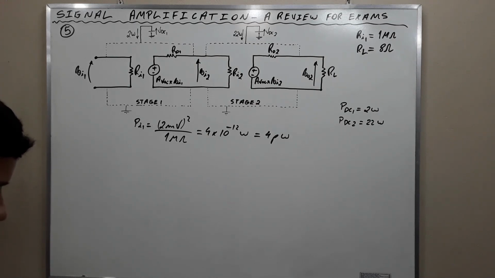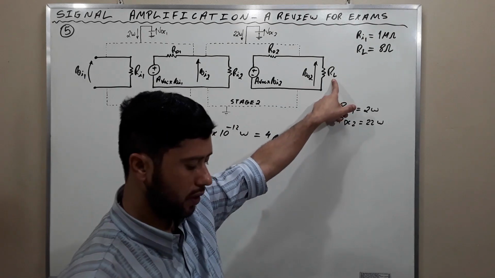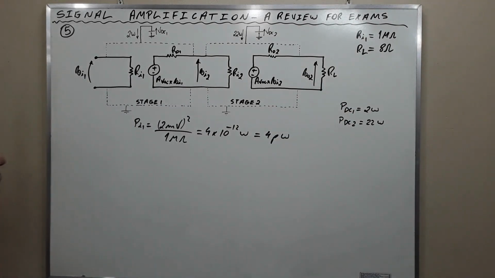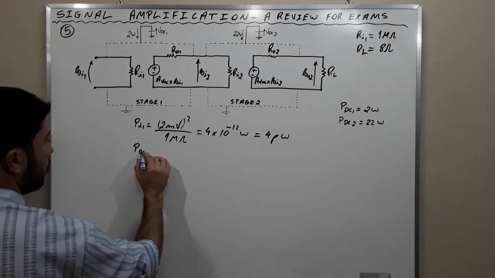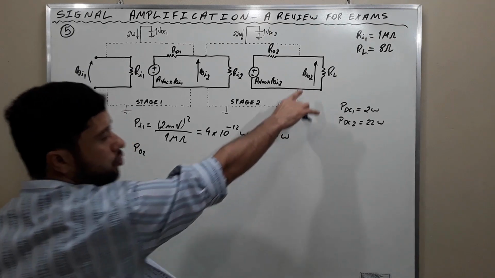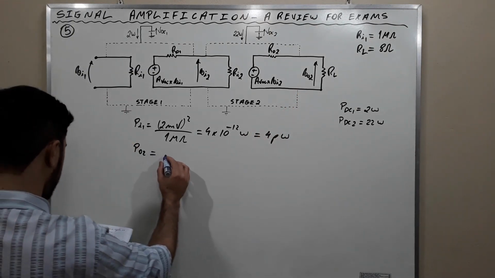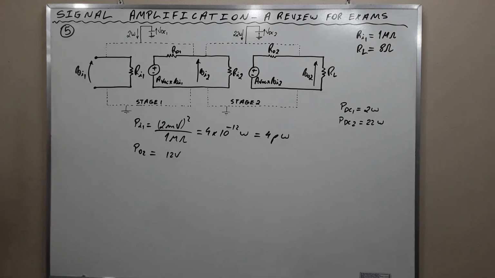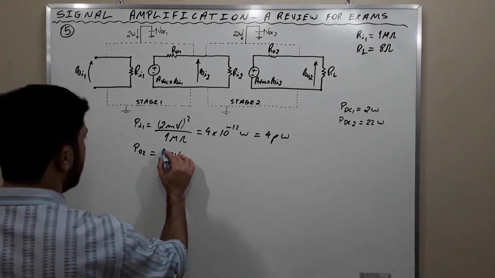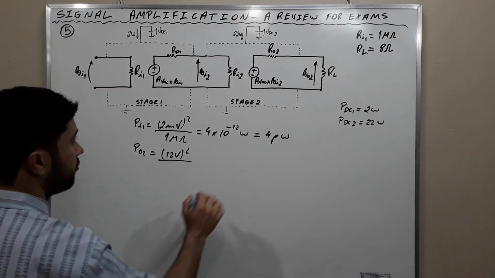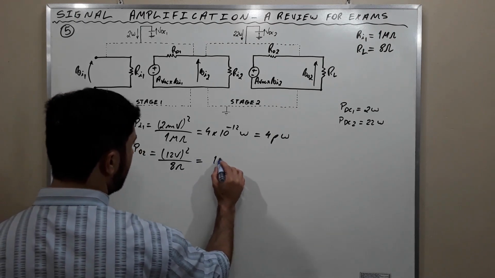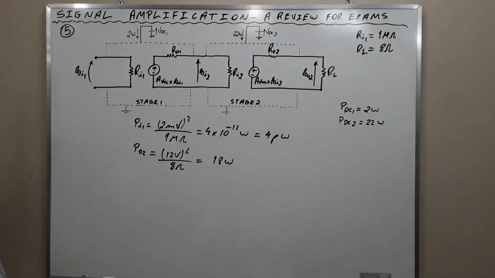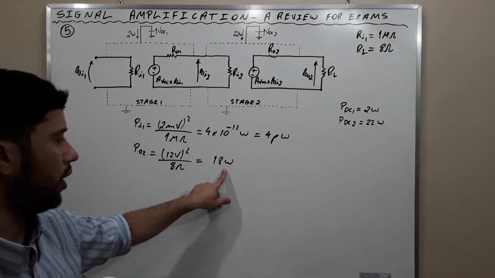And let's see. Let's do the same for the output power. The output power is the power dissipated in the load resistor, PO2, following the nomenclature here, which is equal to 12, the voltage that the exercise gave us already in RMS, squared, divided by the resistance, which was given as 8 ohms. And this is equal to 18 watts, okay? Oh, what a jump! From 4 picowatts to 18 watts.